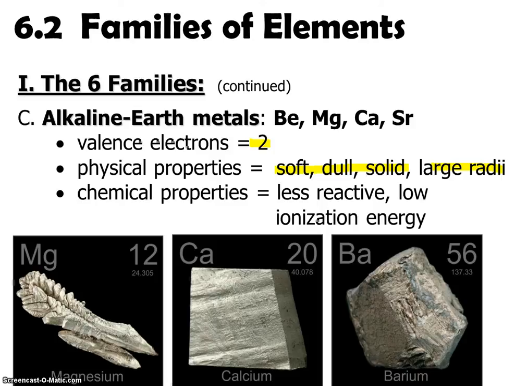So they are very similar. And you can see in this picture of magnesium, calcium, and barium that they're all very similar looking, not very shiny, kind of dull, just kind of look like rocks. They're not shiny crystals like some of the transition metals will be when you see them. And this all has to do with them having only 2 valence electrons.